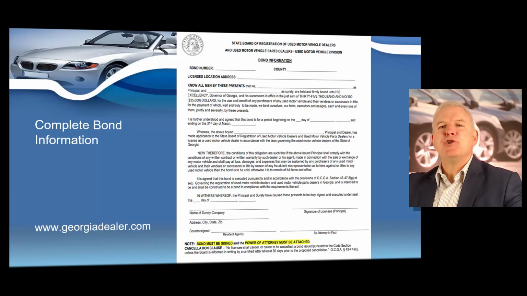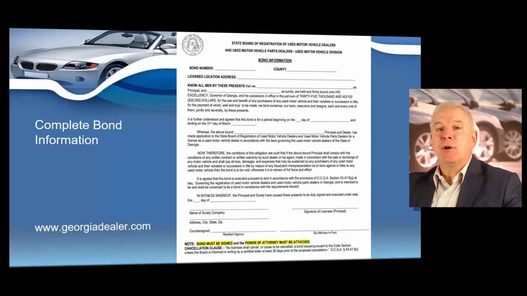Now, you see your dealer surety bond. This page will need to be completed by your bonding company, and perhaps you purchased your bond from an insurance agent. This bond must be signed, and you must include the power of attorney from the bonding company as well. Now, that might be the bonding company or the insurance agency, because like I said earlier, you can get a bond from either an insurance agency or a specialized bonding company as well.